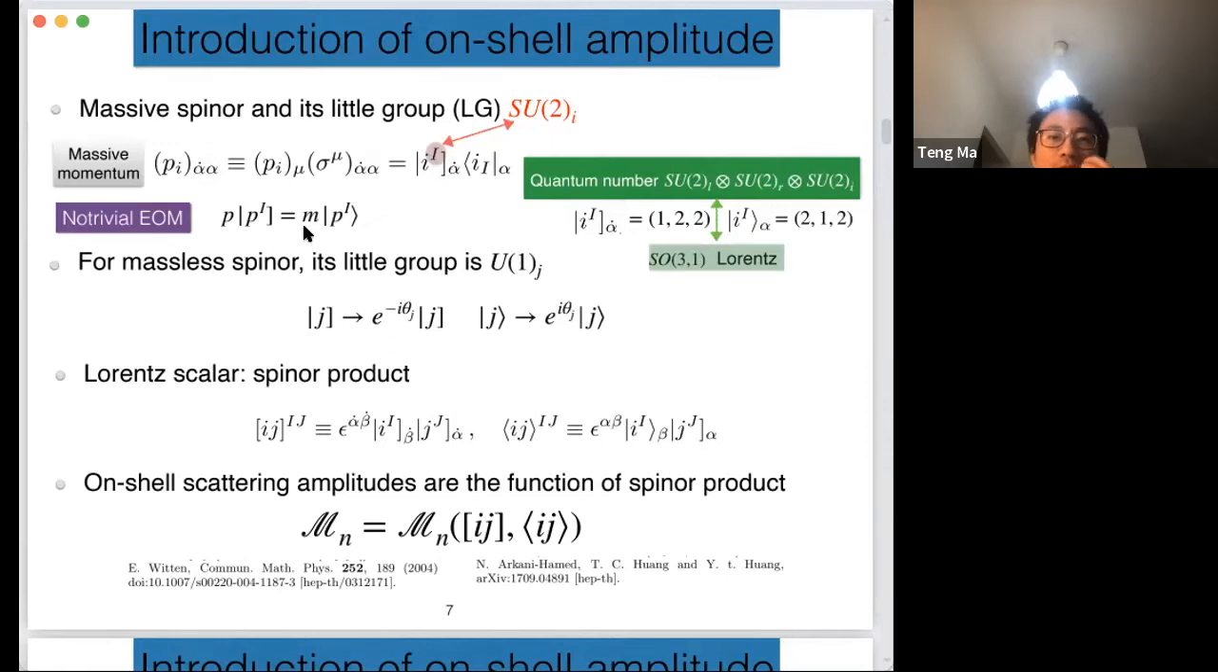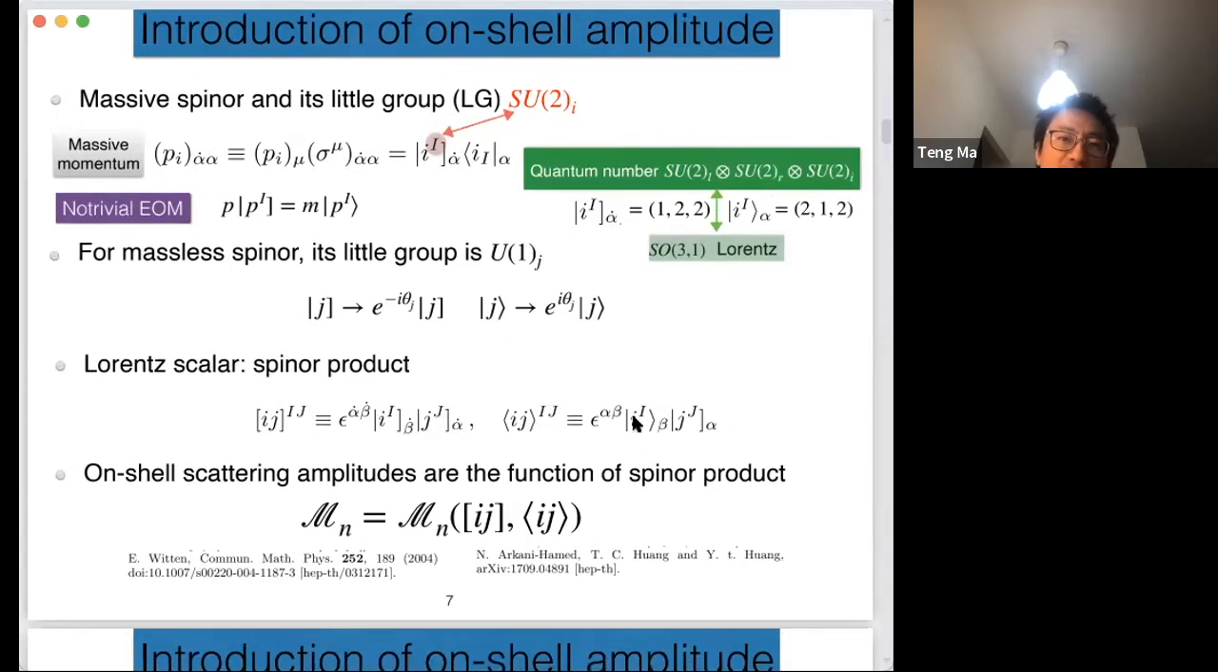This is the massive spinor equation of motion. This is the quantum number under the subgroups, under the Lorentz subgroup SU(2)_L times SU(2)_R and the little group SU(2)_i. For the massless case, the little group of massless spinor i is U(1)_i. The right-handed and left-handed spinors take the negative and the positive unit U(1) charge and transform in this way. We can define two kinds of spinor products, and these two kinds of spinor products are Lorentz scalars. So the on-shell scattering amplitudes are generally expressed in terms of these two kinds of spinor products.